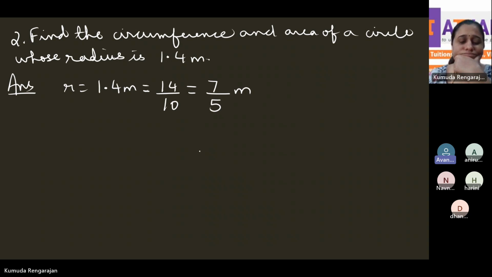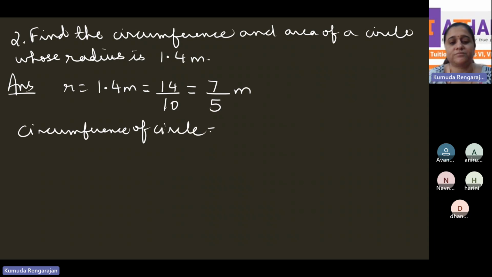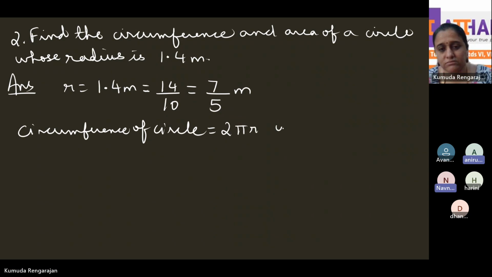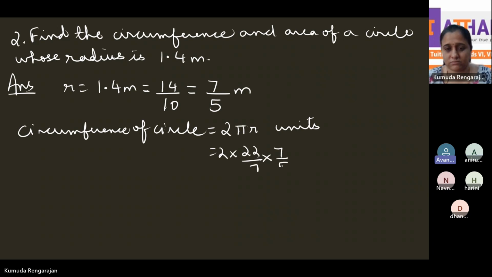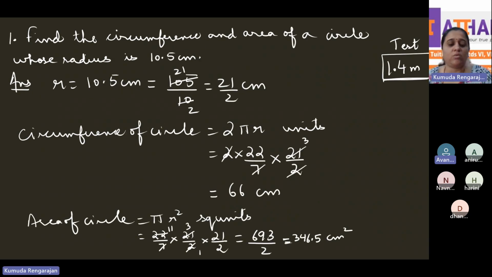Then after this, you should find the circumference. Circumference of circle. What's the formula? 2 pi r units. 2 into 22 by 7 into 7 by 5. Very good. Now it will become here, children, 1 second. Here, why did we write 21 by 2 two times?